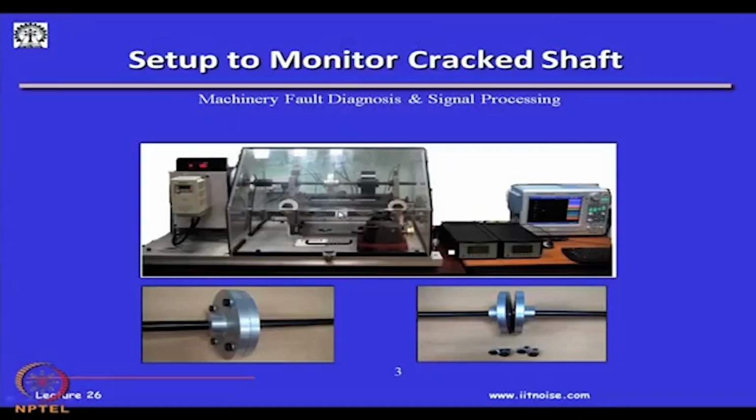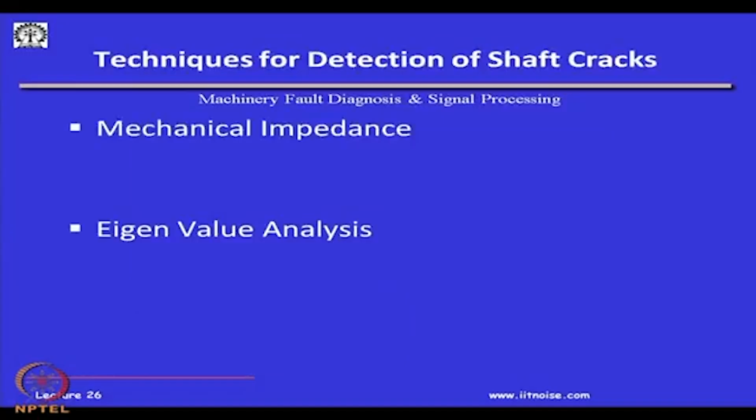Okay. So, we have got the vibration measurements from this system, and I will show it to you later on. And then another setup which we have is to find out the mechanical impedance. Like I told you, the techniques for detecting shaft cracks are mechanical impedance and then the eigenvalue analysis. Okay.